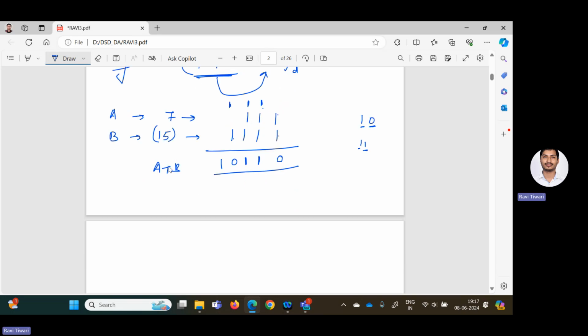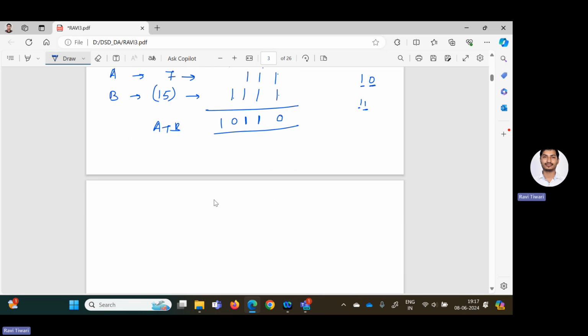Now if you want to add C also, how can we do that? You add A plus B that we already have, that is 1, 0, 1, 1, 0, and C is 15, and 15 in binary form can be represented as 1, 1, 1, 1. Now if you add these two numbers, 1 plus 0, that means the answer is 1. There is no carry. 1 plus 1, that means 2. 2 means what? 0, 1. Sum is 0 and carry is 1.